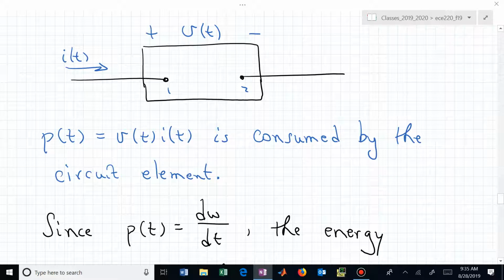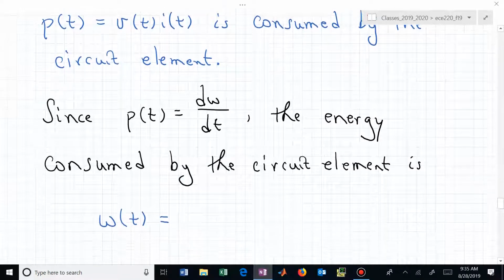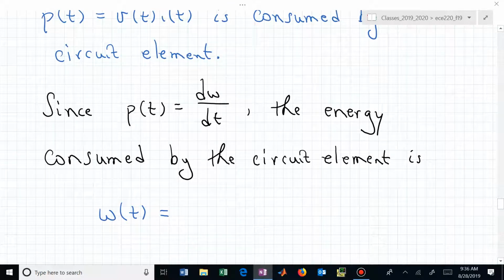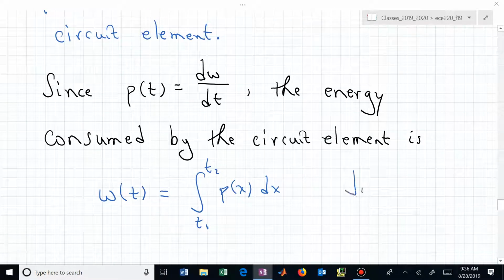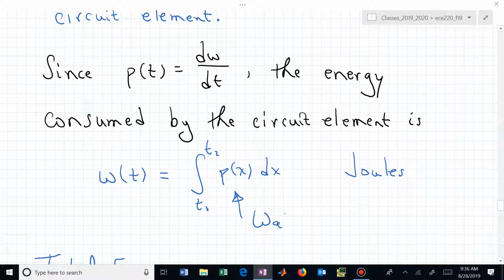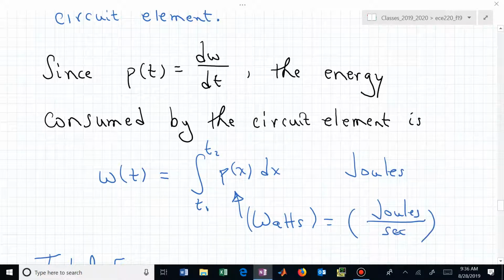Since p of t is the time rate of change of energy, then we can simply solve for the energy by multiplying by dt and integrating that side of the expression. Or w of t is now this integral of p of x dx over our time interval. And energy is going to give us joules. The power is watts, but watts are simply joules per second, and here the variable that we're integrating with respect to is time, and that has units of seconds.